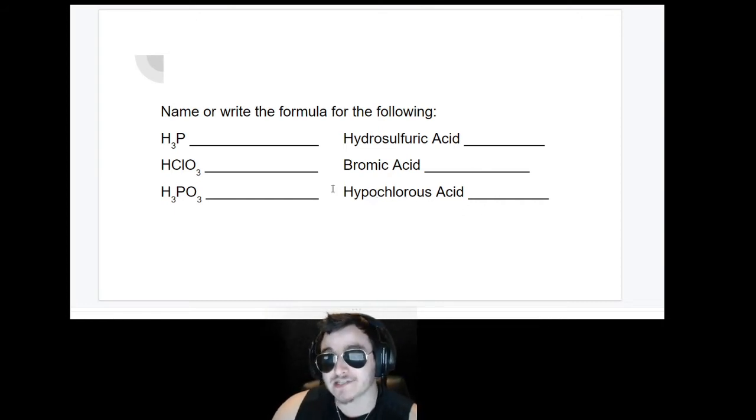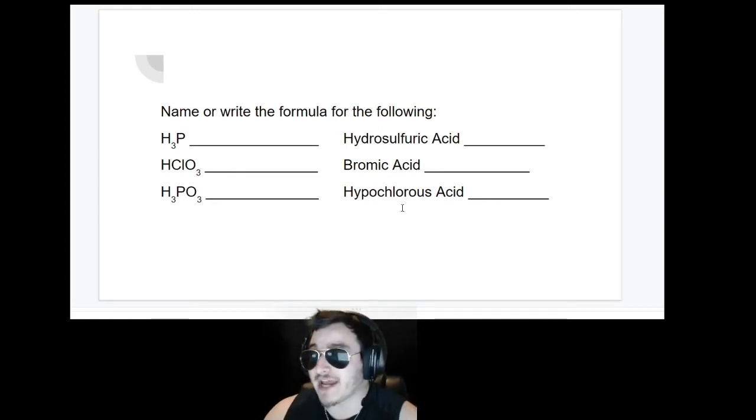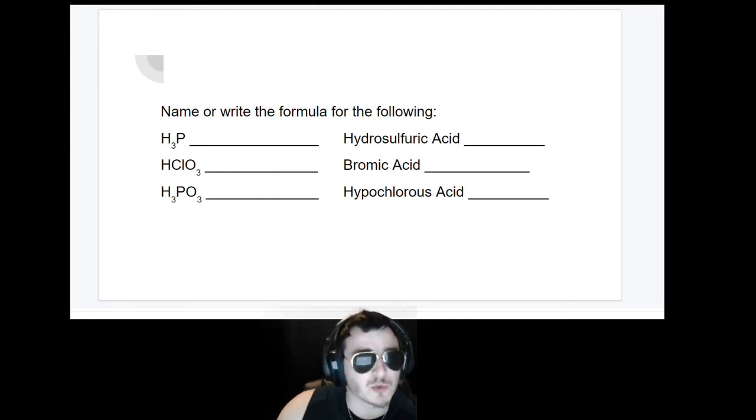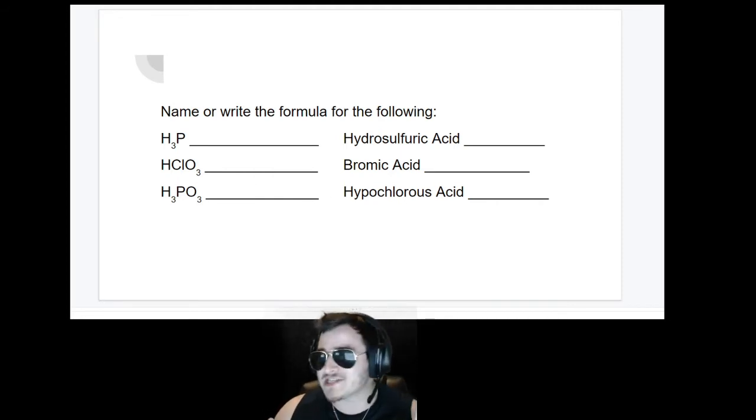Hypochlorous acid, that's not hydro, that's hypo, but it ends with us, which tells you that the ending of the polyatomic ion that it's attached to is ite. Therefore I'm looking for hypochlorite, which has a formula of ClO with a charge of -1, therefore the formula is HClO. Just a little review on naming acids. Practice all you need to.